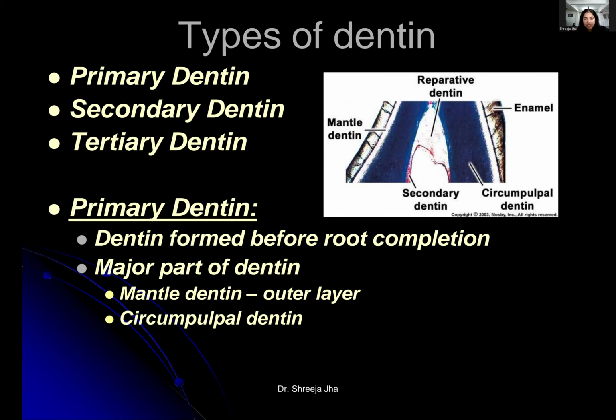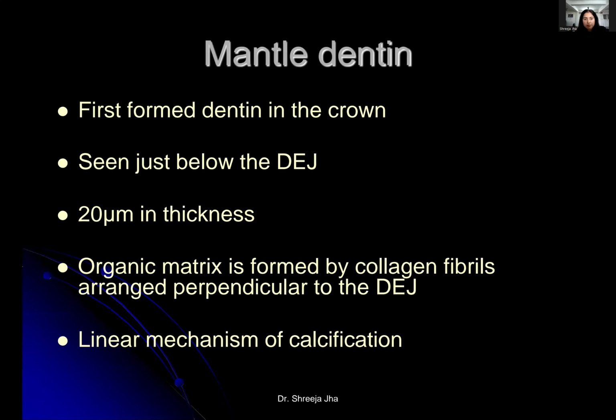What are the major parts of dentine? Mantle dentine, that is the outer layer. You can see the outer lining, that is the mantle dentine. Circumpulpal dentine is circumferentially around, enclosing the pulpal area. Mantle dentine is the first formed dentine in the crown, remember. It is seen just below the DEJ, the dentino-enamel junction, and its thickness is 20 micrometers.